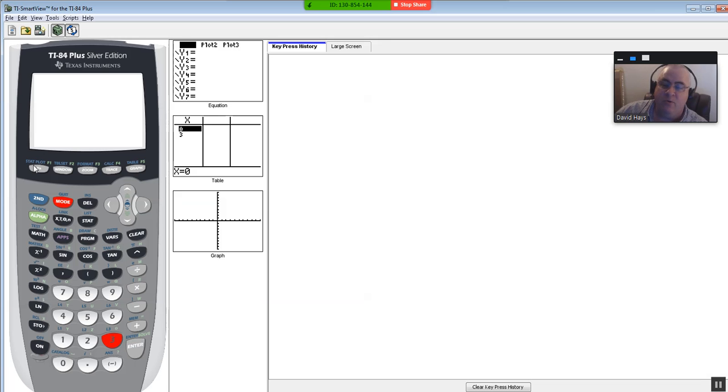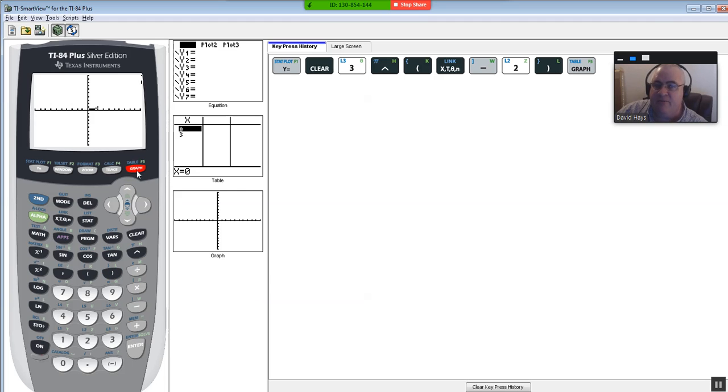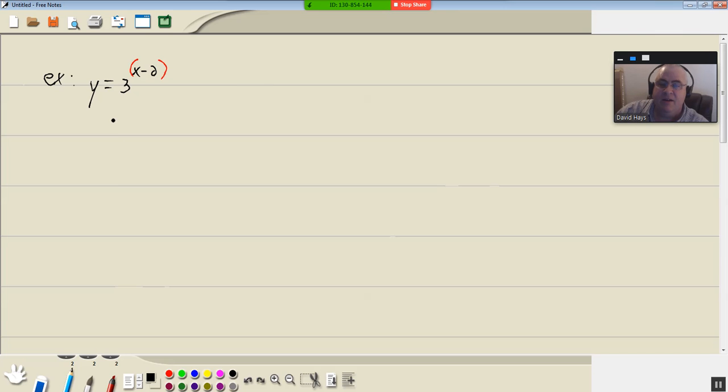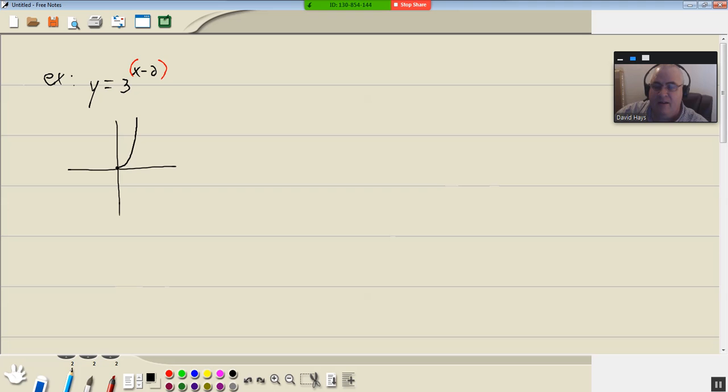So, to graph this, we're going to go to y equals. You press clear to clear out whatever's in that line. And then we're going to have 3 to the x minus 2 power. So we'll do 3 and then caret, beginning parentheses, x minus 2, closing parentheses, and then graph. Some of the newer TI-84s have an exponent mode where when you do the caret, it puts it up in an exponent. You don't need the parentheses at that point, but they don't hurt anything either. So our graph would look like this right here.